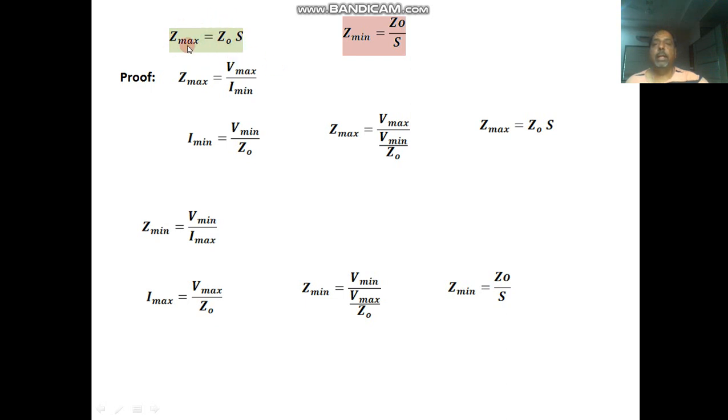So the maximum value of impedance when a stationary wave is formed, its value will be Z naught into S, the standing wave ratio, and the minimum value of impedance when a standing wave is formed is equal to Z naught by S. So this is all about the standing wave ratio, its relationship with the reflection coefficient, what the positions of maxima and minima will be, and what the values of impedance maximum and impedance minimum will be when a stationary wave is formed in a transmission line.